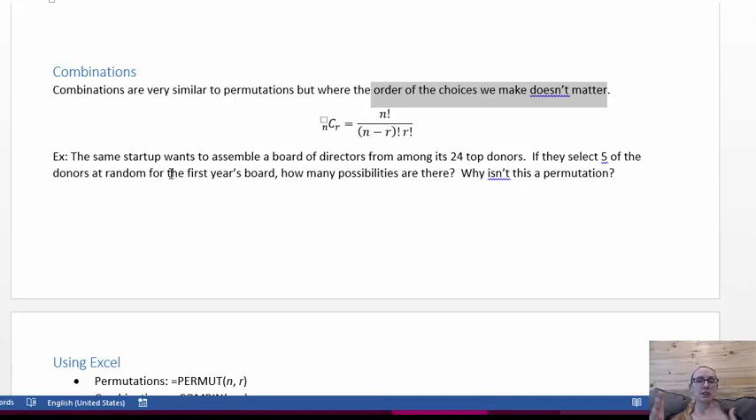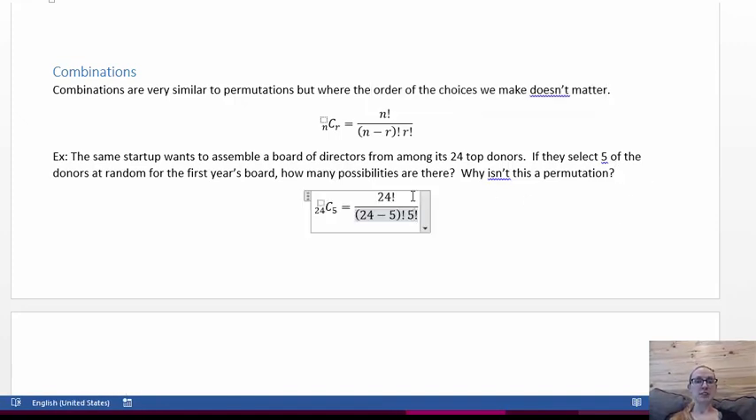But in this case, the order they select those 5 people doesn't make a difference because they just want a group of 5. They don't want a first person, second person, third person. So since this board doesn't have distinct roles to play on the board, this is a combination rather than a permutation. All right, so in this case, 24 would be the n value. That's the total number of possible choices they've got. And then 5 would be the r value because that's how many people they're picking. So I just put that into this formula.